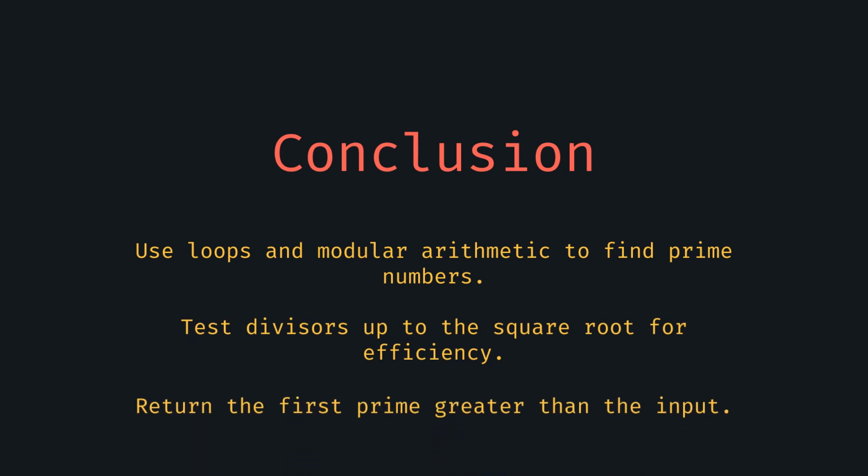To summarize, we've built a program to find the smallest prime number strictly greater than a given number, or integer. By testing divisors up to the square root, we ensure efficiency, and the ES6 version simplifies the logic further. This program is a great example of combining loops and conditional logic in JavaScript.